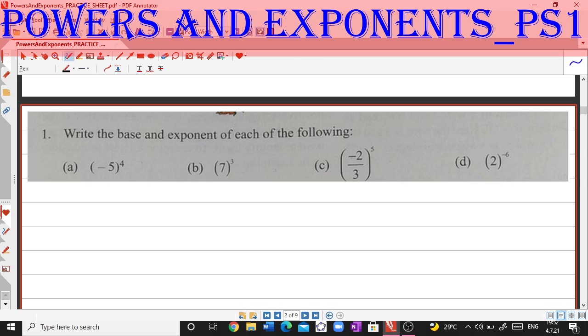The question is, write the base and exponent of each of the following. So as you know already, if we represent any large number as the multiplication of a number to itself several times, we can use this exponential notation. So here the numbers are given in exponential notation and we have to identify the base and the exponent in this exponential notation.